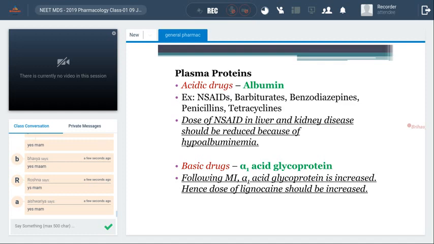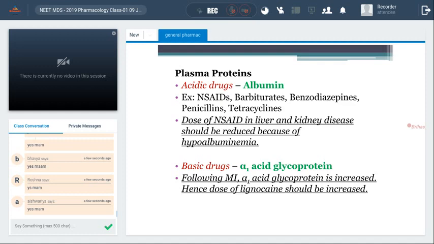Now, if I give a drug which is supposed to bind to albumin, what happens? There is less albumin, so there is less binding of the drug to albumin. So there is more free form. It is the free form which is producing action and not the bound form. Once the free form is over, the free form is slowly released from the bound form.